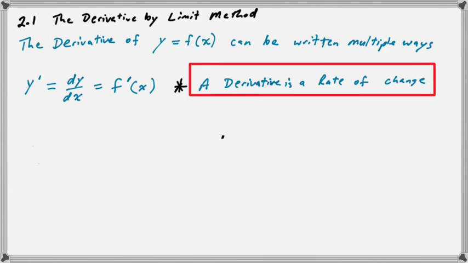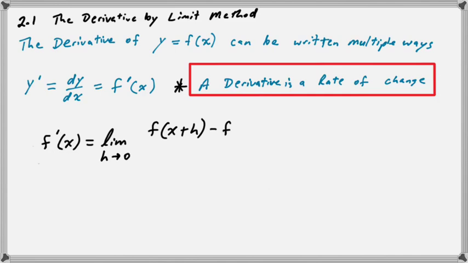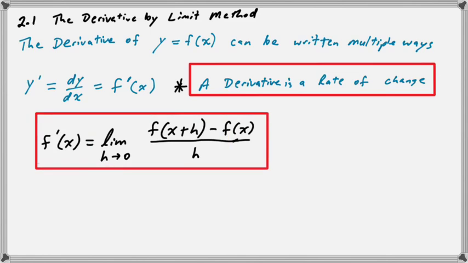Okay, the derivative can be written a few ways. Usually you write it f prime of x, and that's going to be equal to the limit as h approaches 0 of f of x plus h minus f of x, the whole thing divided by h. This is called the limit definition of the derivative. We're going to use that extensively.